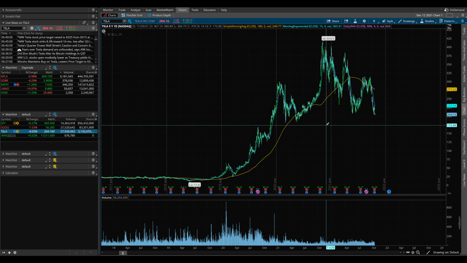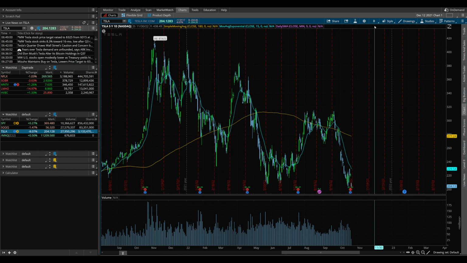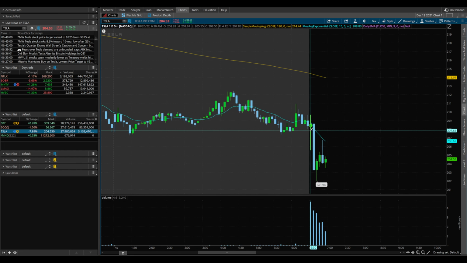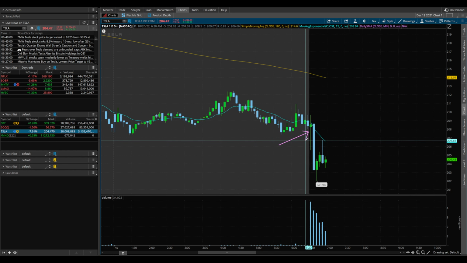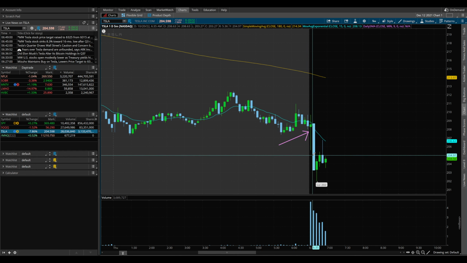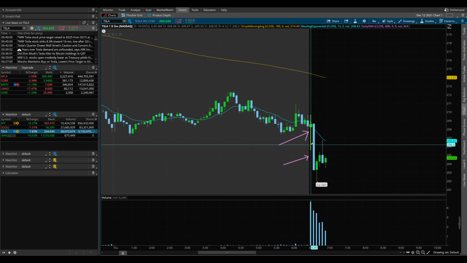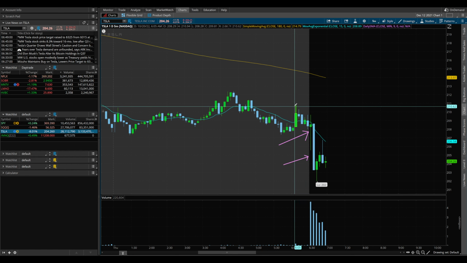But at the beginning of the day, I would have shorted Tesla, probably right here when the bell just opened at around 207, and then I would have added around 204 right here. So within the first 10 minutes, I would have shorted two positions of Tesla. This is in theory if I were to go paper trade again.